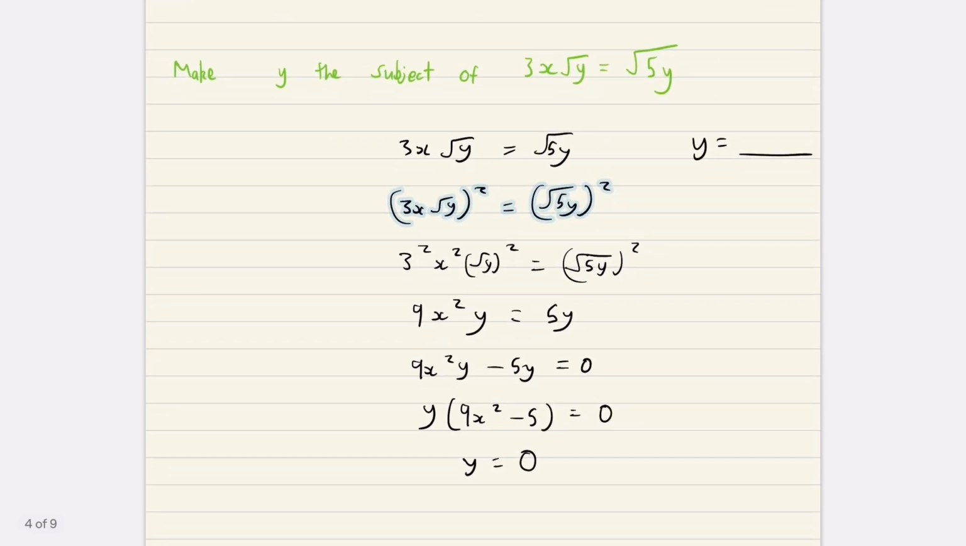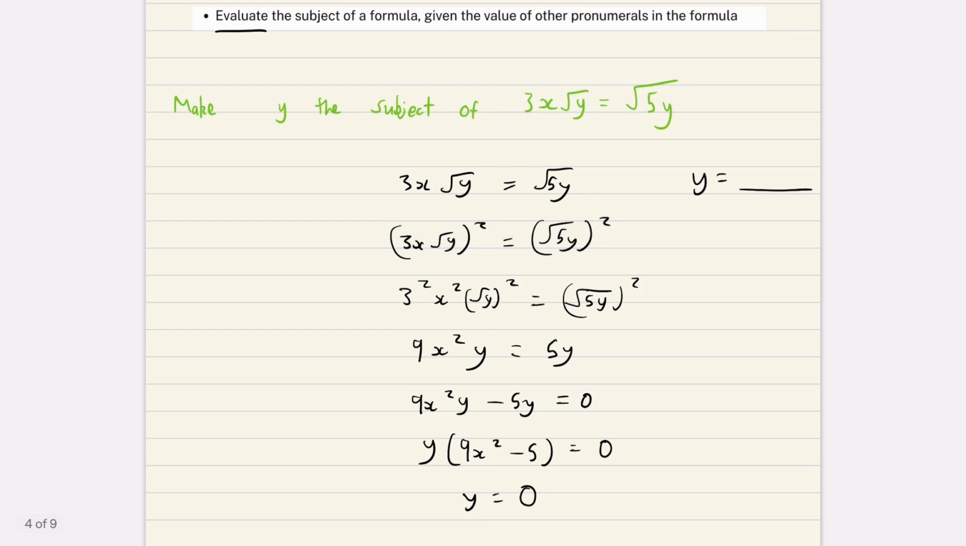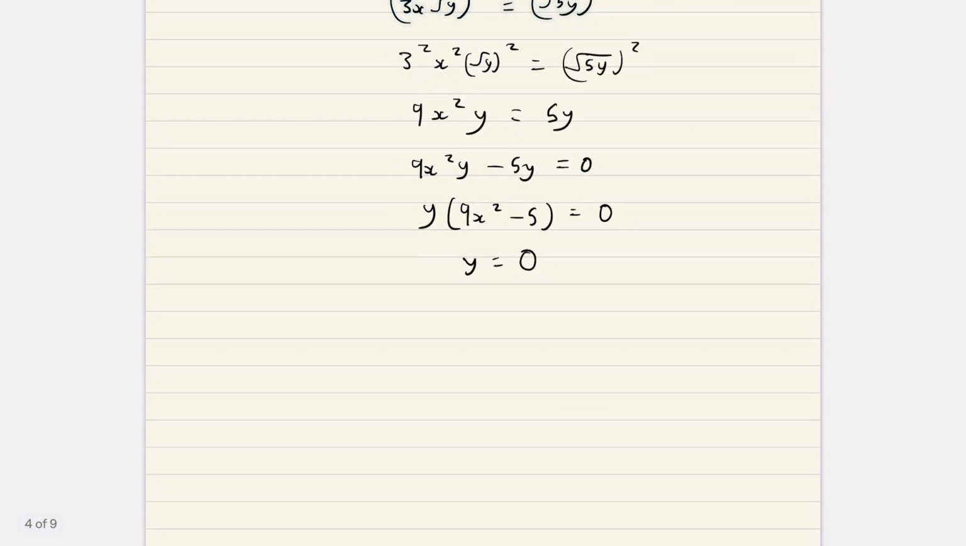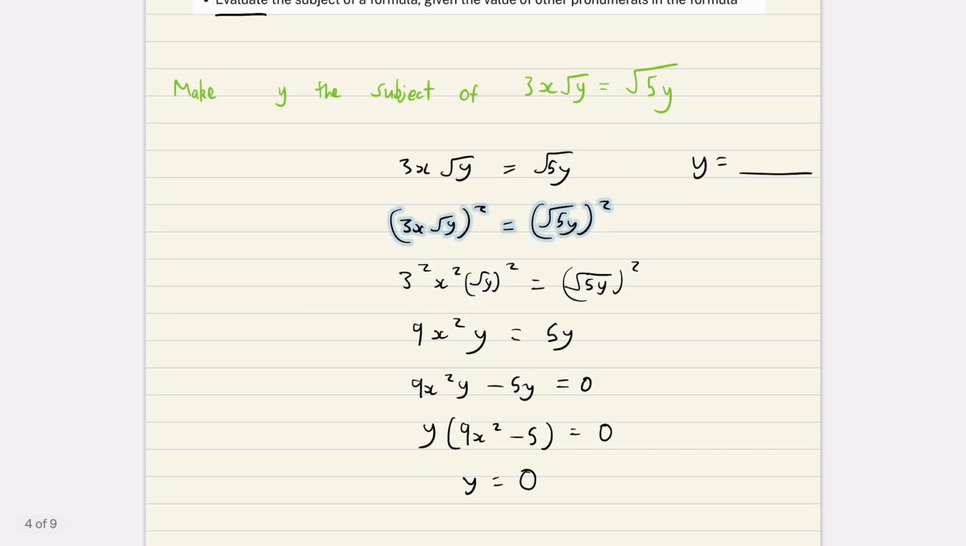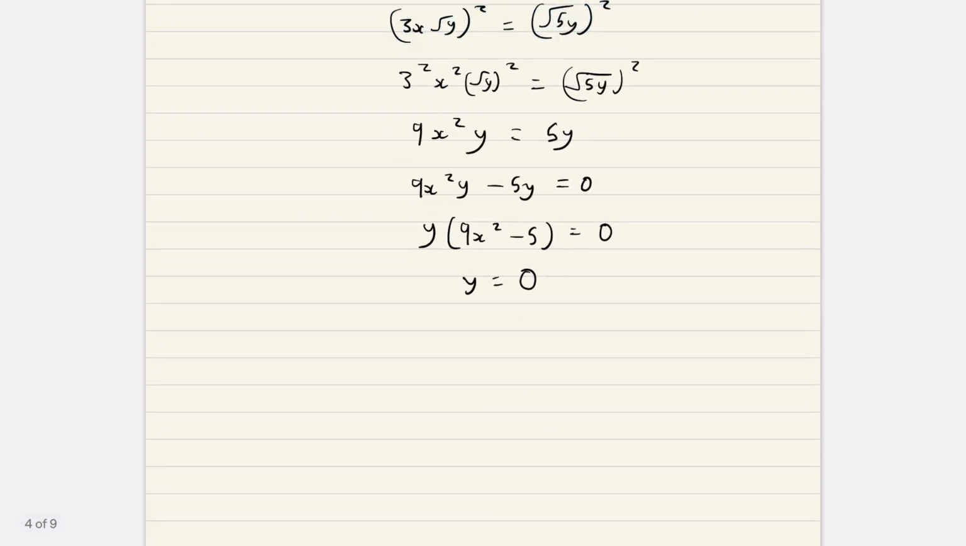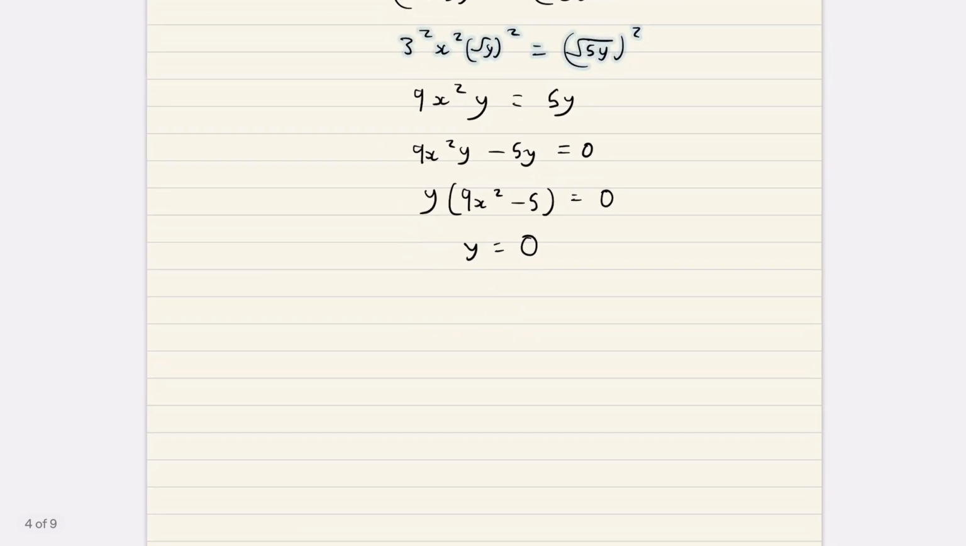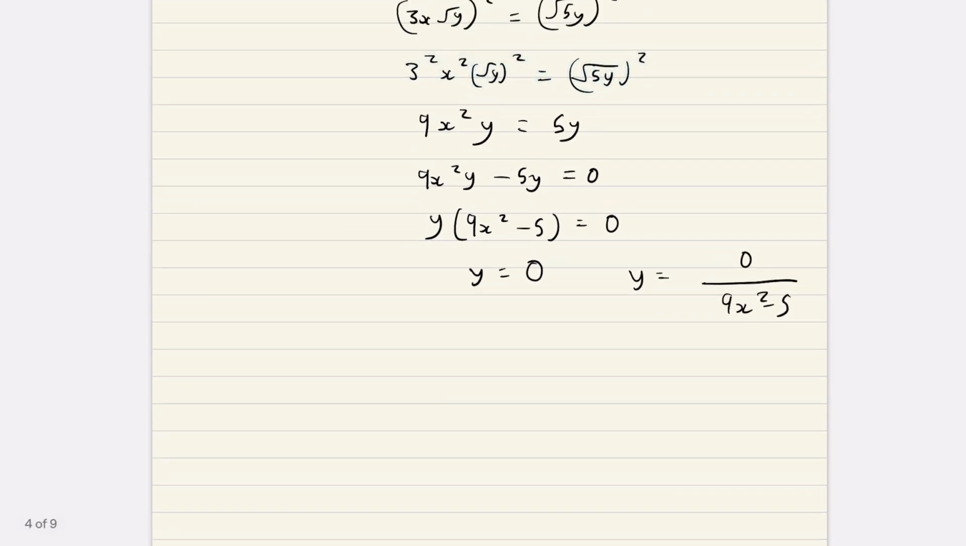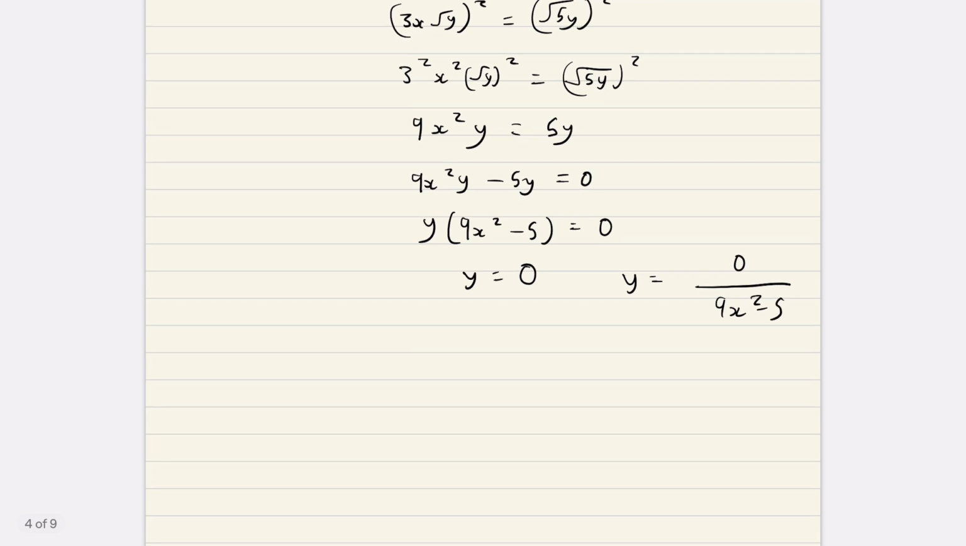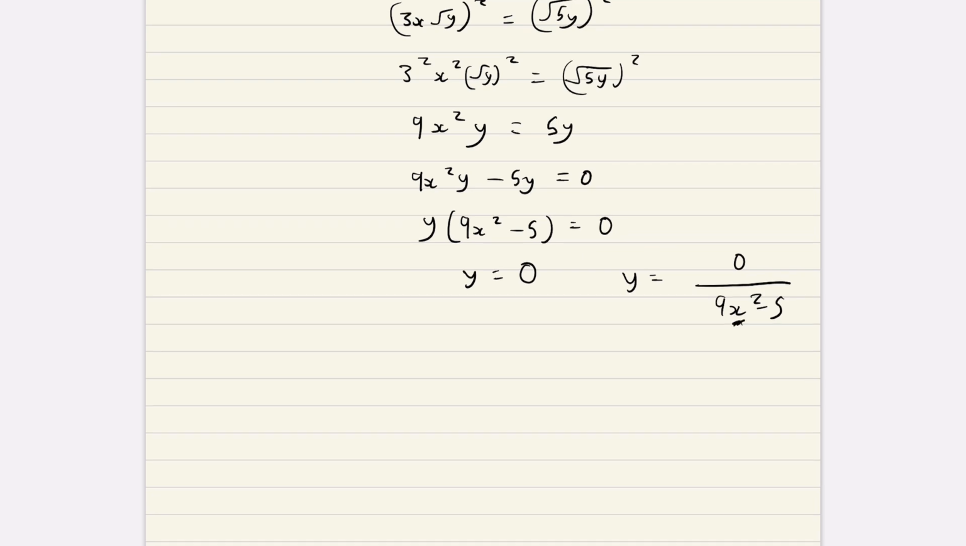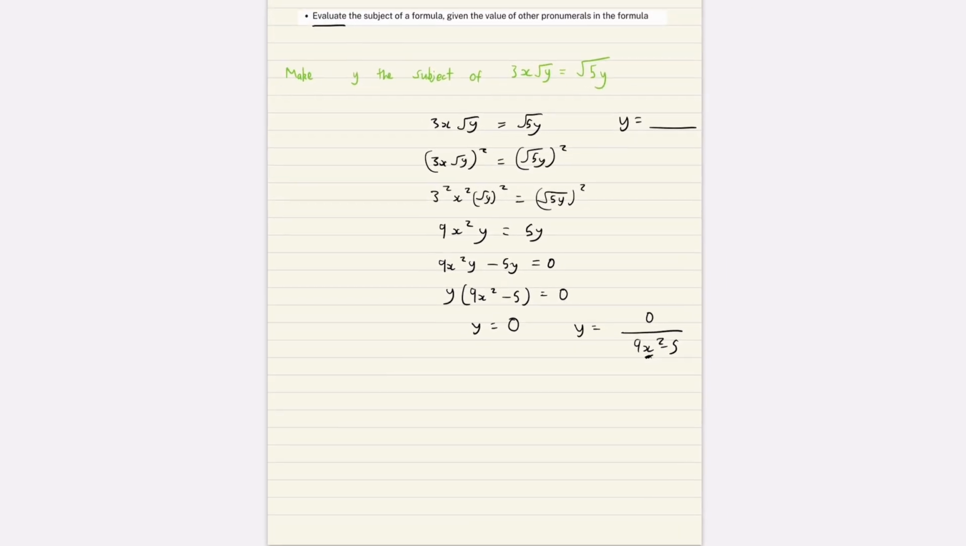So y will be equal to 0 regardless of what x is. So you can try this out yourself. If you sub in any value for x and rearrange it, you're going to get y is equal to 0, because y is equal to 0 over 9x squared minus 5. Regardless of what x is, you're going to get 0 every time. But if y was not equal to 0, say y was just equal to 9x squared minus 5, not 0 over that, then you'd simply sub in an x value for this expression, and then you'll get another value for y.